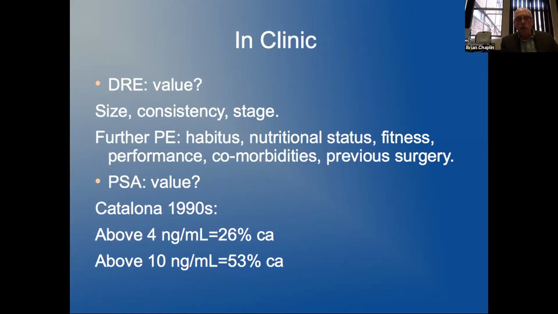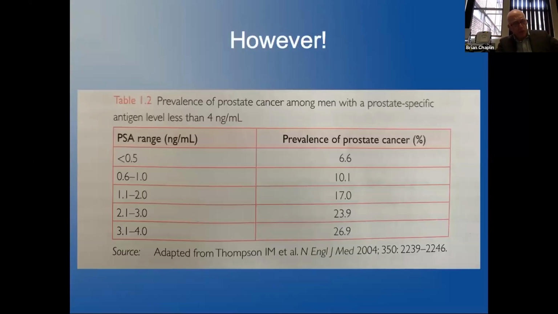Bill Catalona from Northwestern University in Chicago did some research in the 1990s. If you look at patients with a PSA between 4 and 10, 26% of those patients have prostate cancer. And if you look at those patients with a PSA above 10, then 53% of them have prostate cancer. And of course, all of these prostate cancers mean different things to different people.